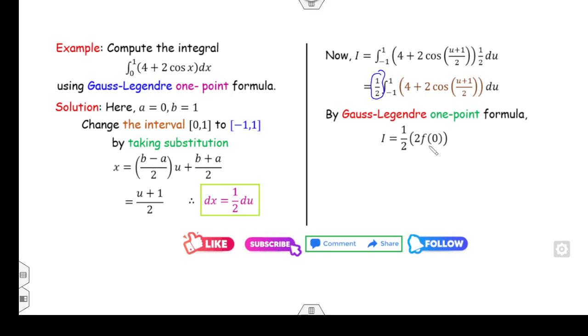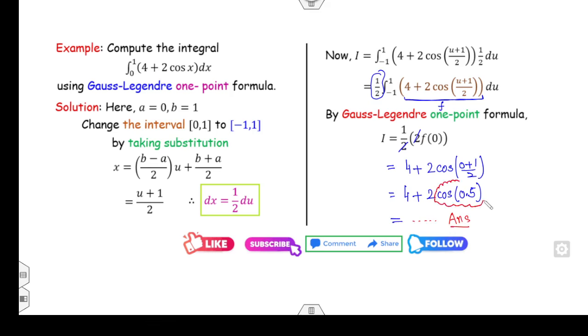And the function is 2 into f of 0. What is f? The function written inside the limits is my f. So I can substitute, and the 2 and 2 will cancel. That will be 4 plus 2 cos of (0 plus 1) over 2, which is 4 plus twice cos of 0.5. Now you can use the calculator and solve it to get the answer. But make sure, students, that when you use the calculator, you set the cosine mode to radian.